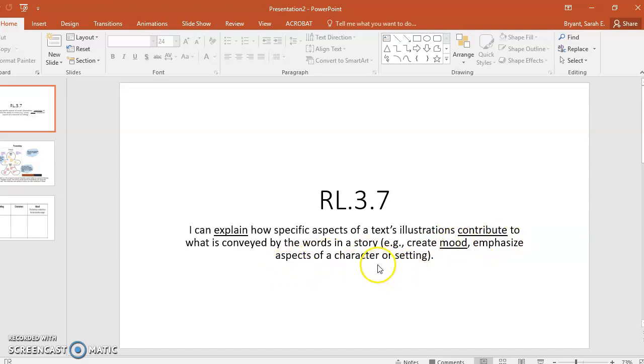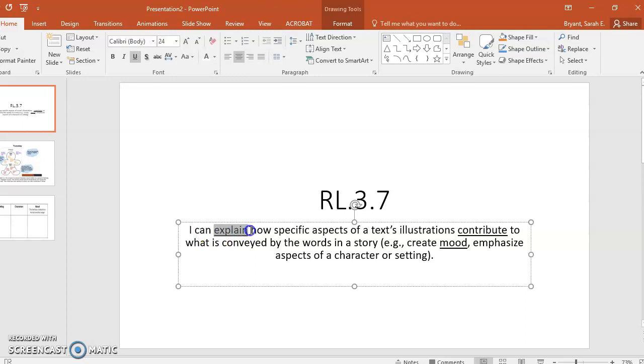Now, Miss Donaldson might have talked to you yesterday about the mood, but I just want to review what she went over and talk about the standard for a second. So, I can explain. Explaining is describing and telling me why, not just using one or two words, and that's what we're going to practice today using a graphic organizer.